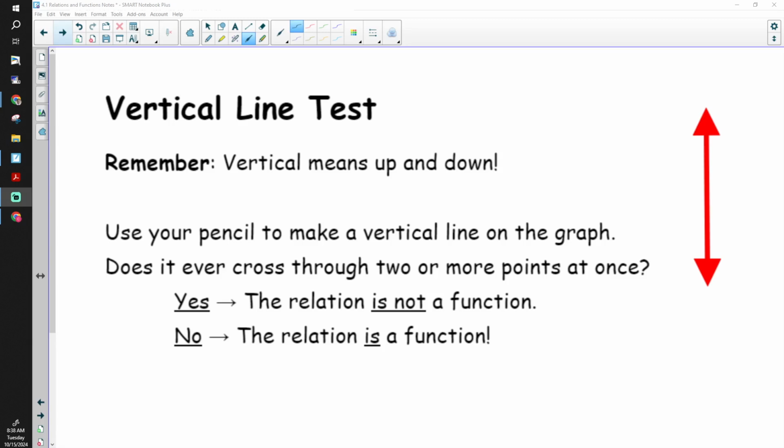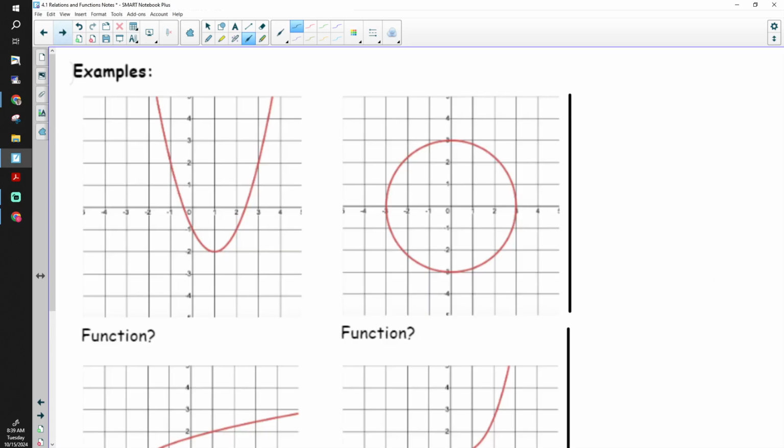And you're trying to figure out how many times at a given point my pencil, my vertical line, hits my graph. If your pencil, when you slide it across your paper, hits only one time, it's a function. If it hits more than one time, then it's not a function. Because if your pencil hits twice or 3 times or 4 times, that means you have more than one output, which is not allowed for functions.